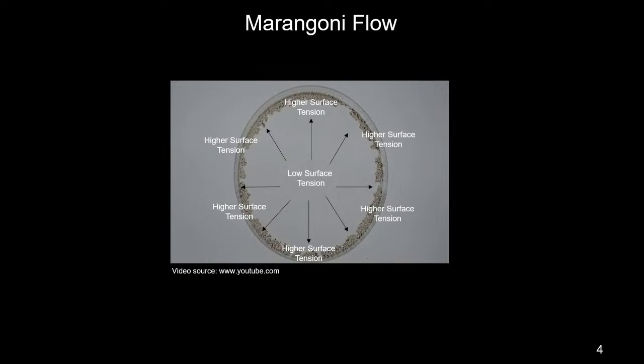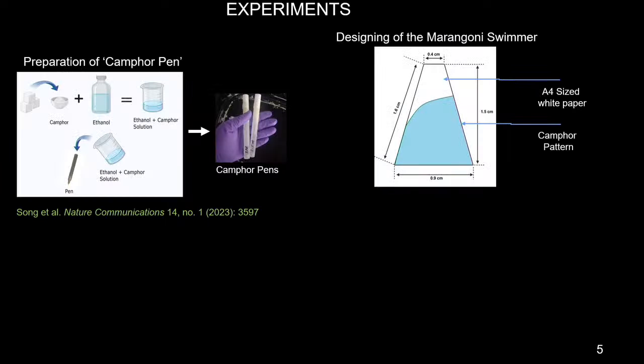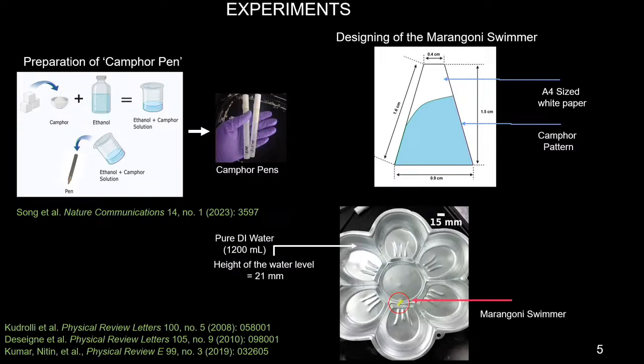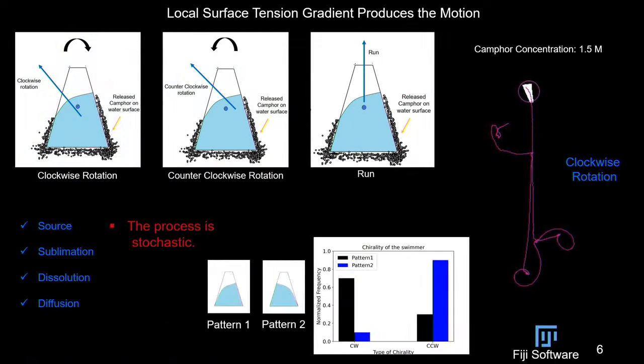Before going into the detail of the camphor, we were inspired by this paper on how to make the camphor pen. So we made pens of different concentrations, suppose 1 and 1.5 molarity, and then we took A4 size paper and cut it into a trapezoidal shape, and then we drew a camphor pattern on it. This is an asymmetrical camphor pattern, and then we put this swimmer, we are calling it a swimmer, on the flower shaped container which is filled with water, and started to observe the motion.